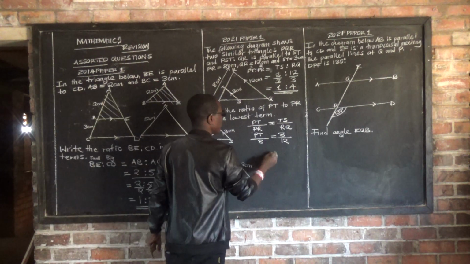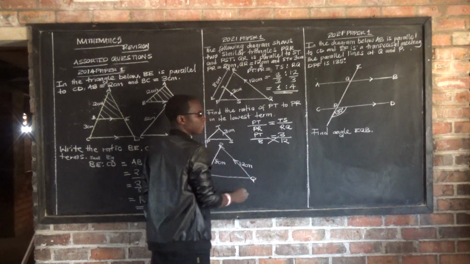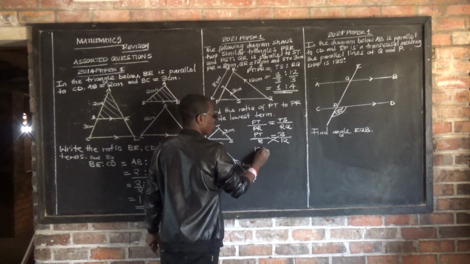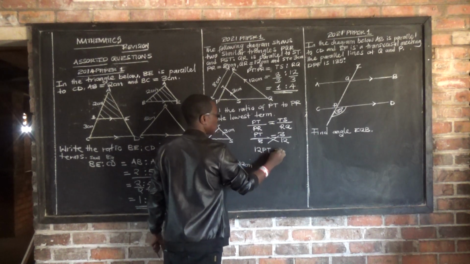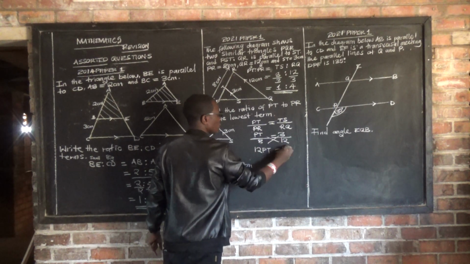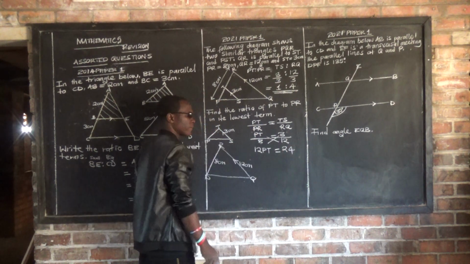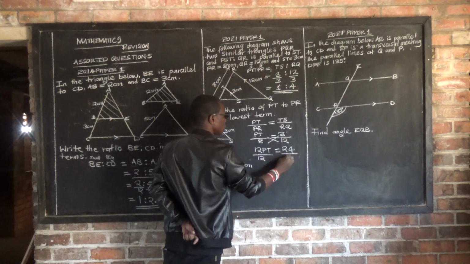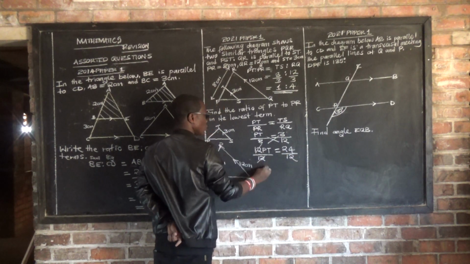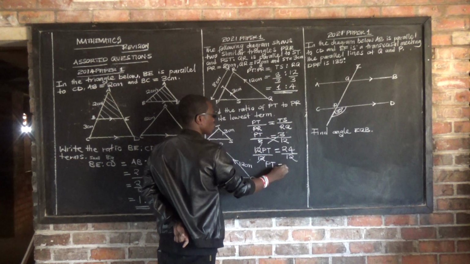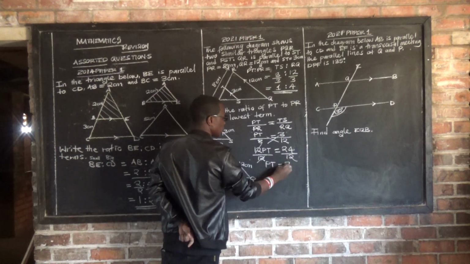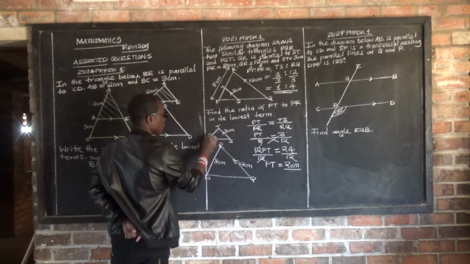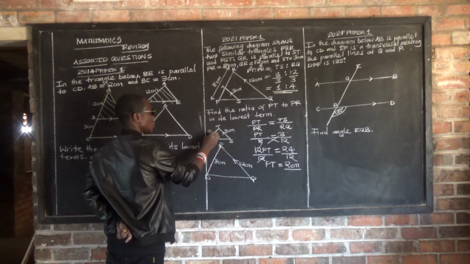Then we can now cross multiply this and this times by that. So PT times 12 gets 12 PT, is equal to 8 times 3, 24. Then for us to make PT, divide both sides by 12. PT is equal to 24 over 12, which is 2 centimeters. So we're saying this one is 2 centimeters.